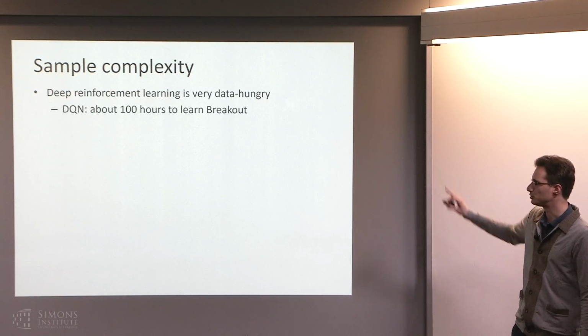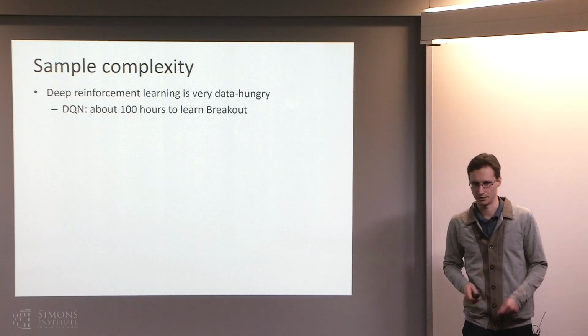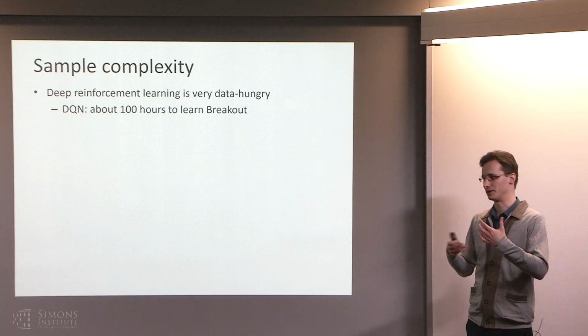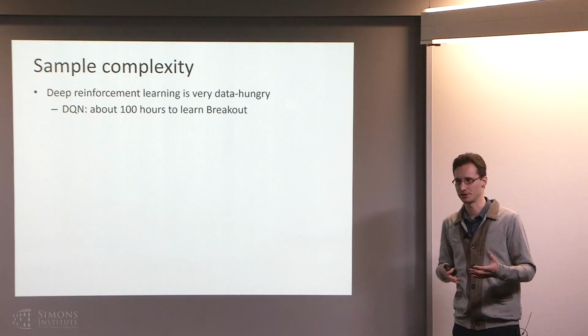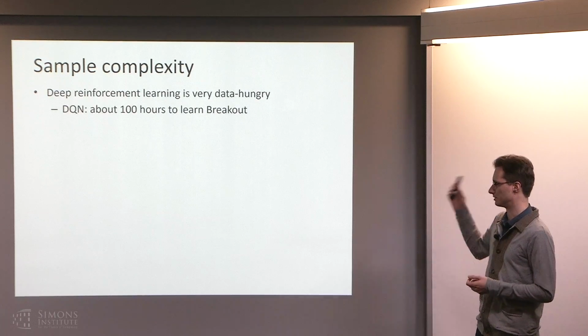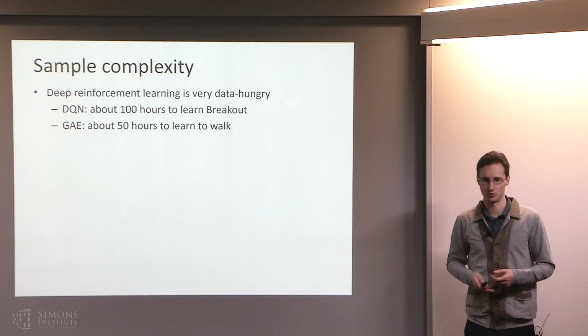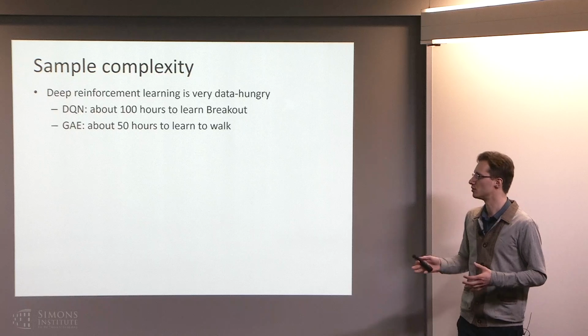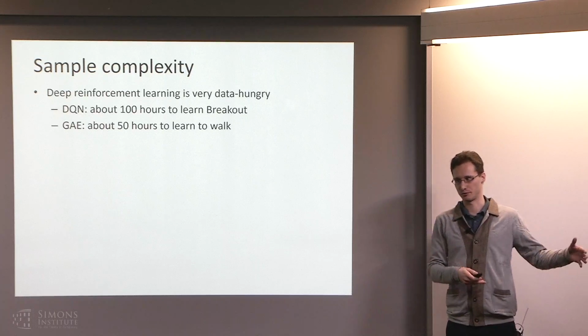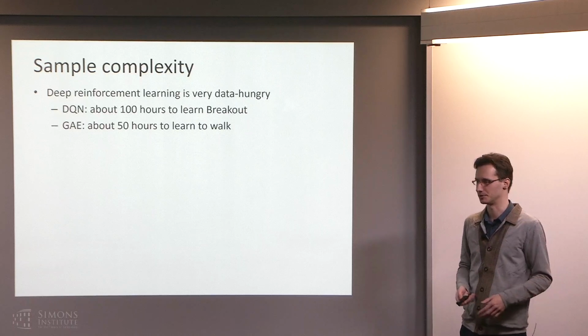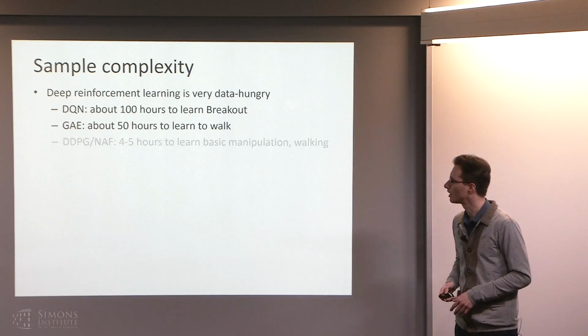So the Q-learning method that was used for learning the Atari games used about 100 hours of experience, if it were running in real time, to learn the game of Breakout. The algorithm that I showed you before that was learning how to walk took the equivalent of 50 hours of real time. Of course, everyone runs these things on a server, and they run faster than real time, but if it was a real robot, it would be 50 hours.